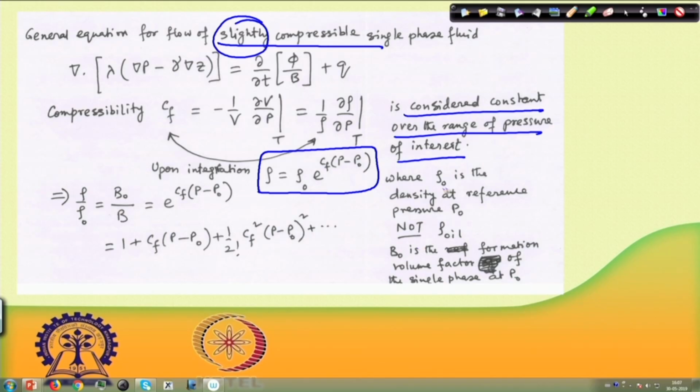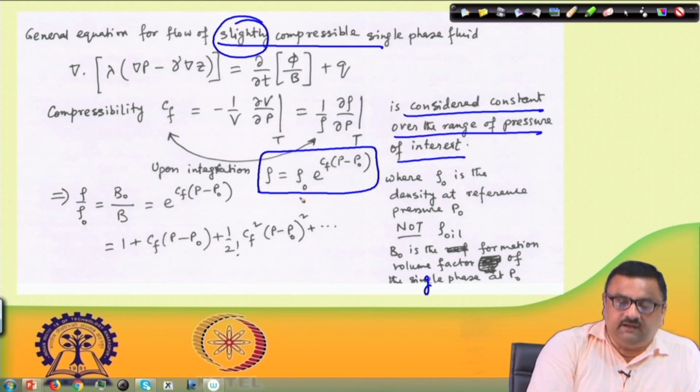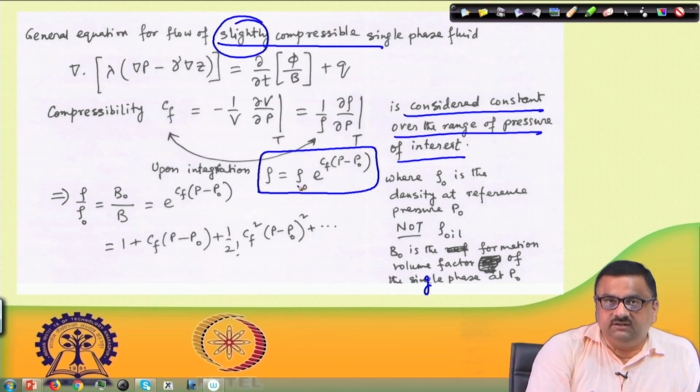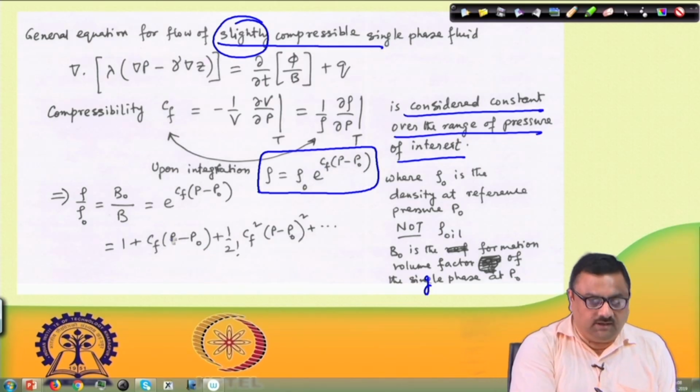Now here I must mention rho O is the density at reference pressure PO, and this is reference pressure PO, not rho oil. And BO is the formation volume factor of the single phase at PO. So, this PO should not be confused with oil; this rho O is at reference pressure PO. This is not rho oil, that one must note. PO and rho O, these are the reference conditions. Okay. So, this is how we can write this BO by B.